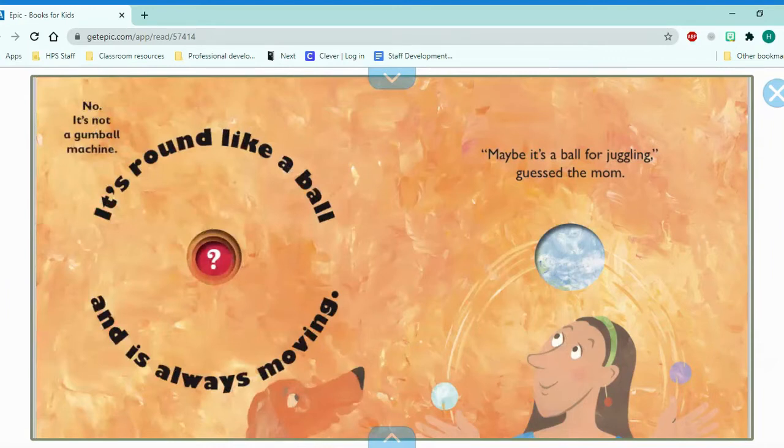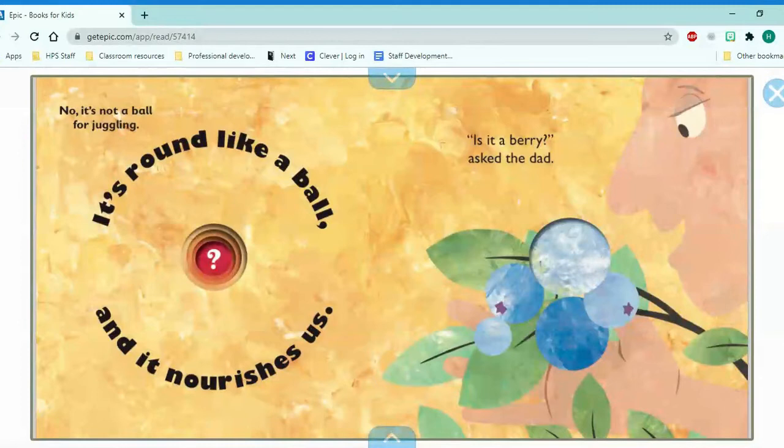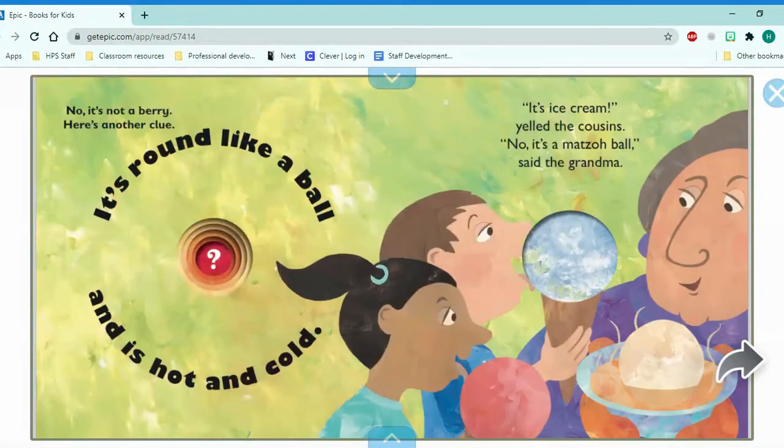It's round like a ball and it's always moving. "Maybe it's a ball for juggling," guessed the mom. "No, it's not a ball for juggling. It's round like a ball and it nourishes us." Nourishes means it makes you feel happy and good. "Is it a berry?" asked the dad. "No, it's not a berry."